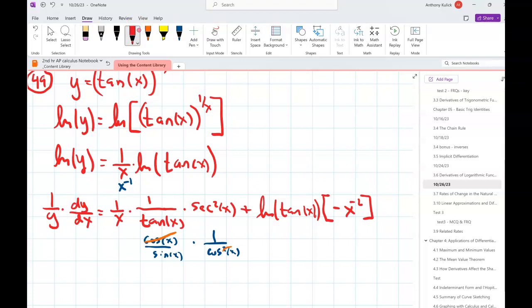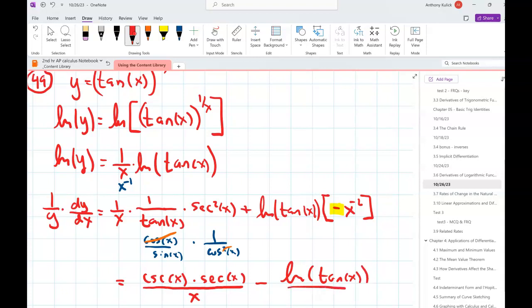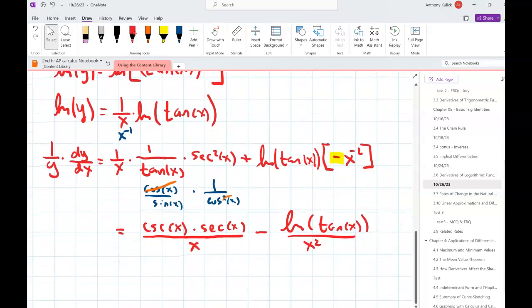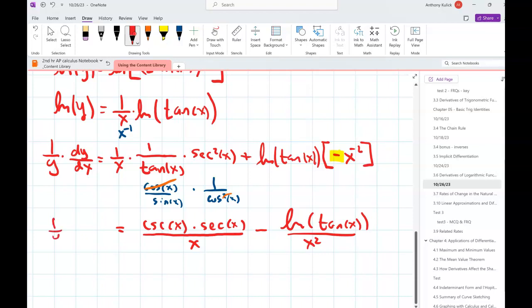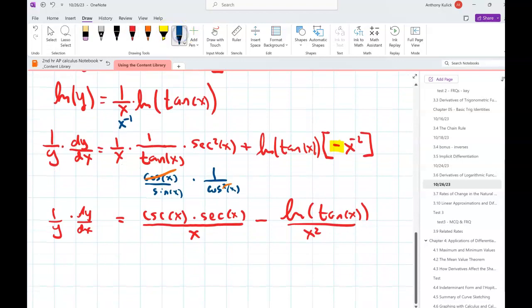So I'm going to write that as cosecant x times secant x all over x, plus, well, actually, let's do minus because we have that negative sign right here, natural log tan x over x squared. And let's make a common denominator here. So I'll put an x there and make an x squared.